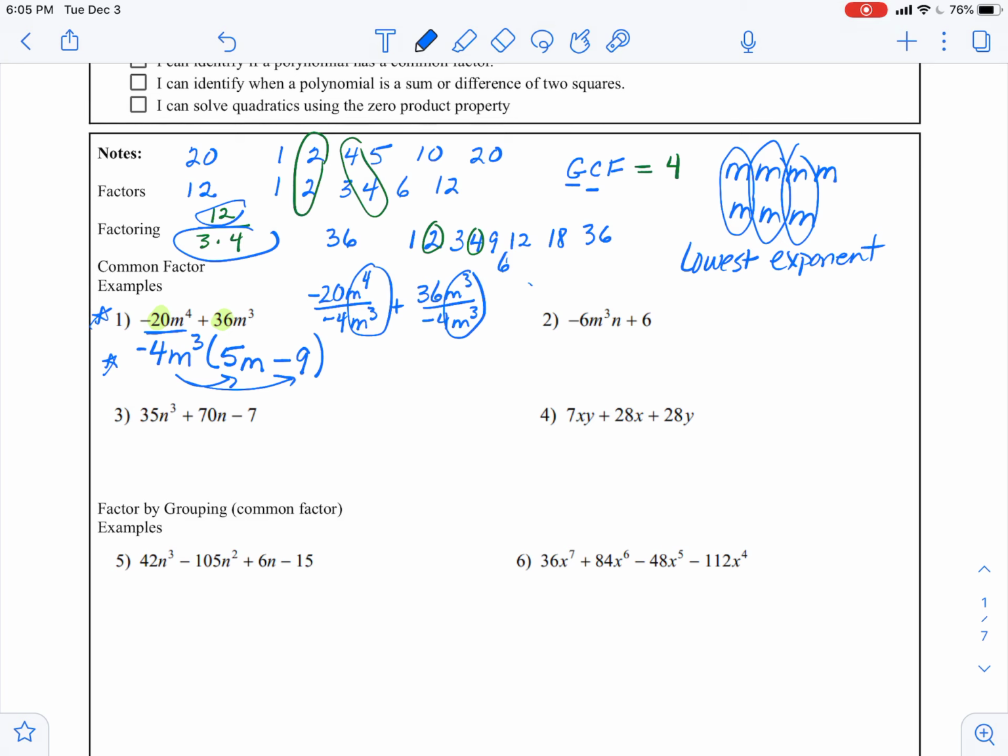Okay, number 2. So I'm looking at the negative 6 and the 6. Again, I'm going to take out the negative 6. Now I'm looking at my variables. Well, this 6 here does not have any variables at all, so there are no variables I can take out. So again, I'm going to do that same division. That's what I'm doing. So the 6's cancel, and I'm left with m cubed n. And in here, 6 divided by negative 6 would just be negative 1.